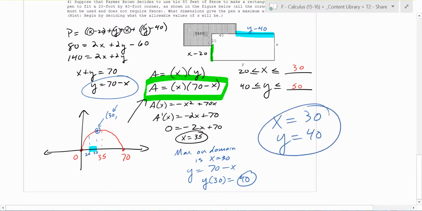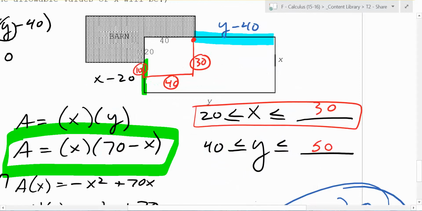40. Did we actually need to use the Y domain, the restrictions on Y? No, not in this case, but we could have. Why? We said Y could go to be 50. Goes out a little bit like this. So that would be 50. This would be 20, but then this would be 10. What's 50 plus 20 plus 10? Exactly. So that's the maximum.